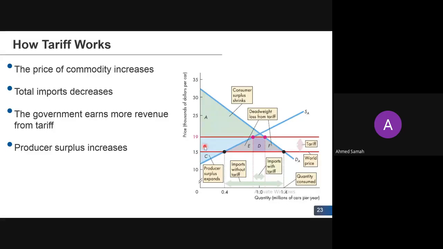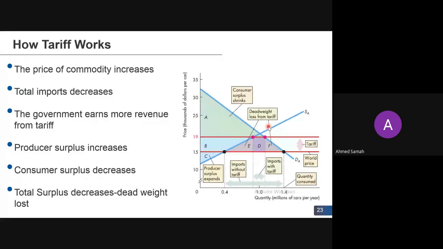We now have this part B as well. So C plus B is now producer surplus. Consumer surplus has now decreased. Previously, it was the areas A, B, E, D, and F, and now it is only the area A. And the total surplus of the economy has decreased because of the creation of the deadweight loss.